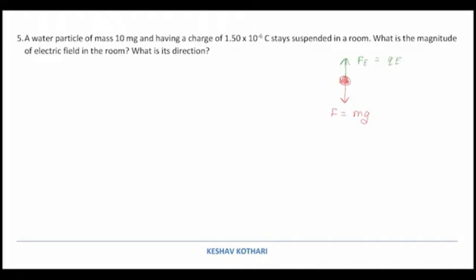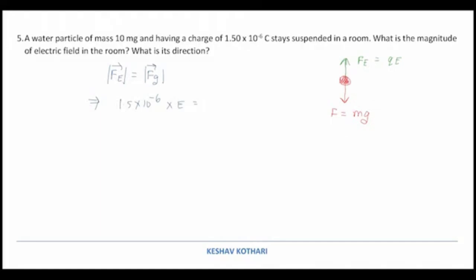So if these two forces equate with each other, so we say for equilibrium the electrostatic force must be balanced by the magnitude of the gravitational force, and hence we can write it as QE. So the water particle is having this charge, which is given as 1.5 into 10 to the power minus 6, into electric field E, which is not known, is equal to mg. So it is important that we put the value in kg.